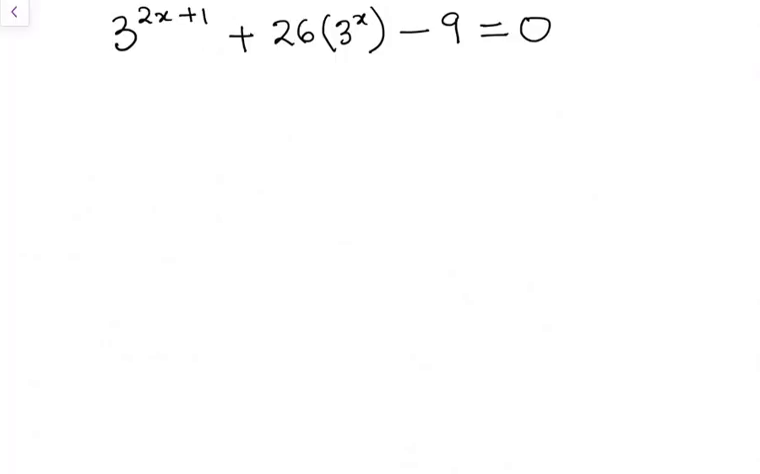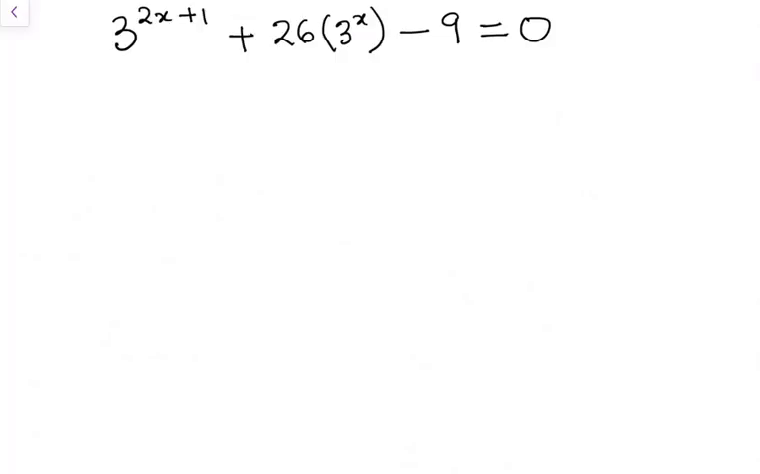So this will be the last exercise for the indices that we've been talking about all along, if you follow all the previous videos. So we have 3 raised to power 2x plus 1 plus 26 into 3 raised to power x minus 9 equals 0. We are going to follow the same approach that we did in previous examples, and the goal is to be able to apply the laws of indices.